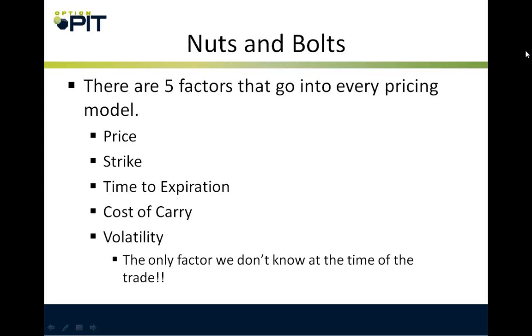Then there's cost to carry. That can be a little tricky. Interest rates move around. Dividends can move around. But for the most part, you ought to be able to figure out what the general nuts and bolts of cost to carry is going to be, within a couple of cents. It's volatility that we don't know. It's the only factor we really don't know. What is the volatility going to be going forward?